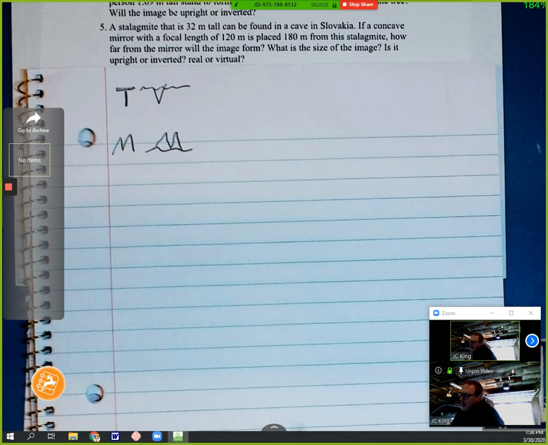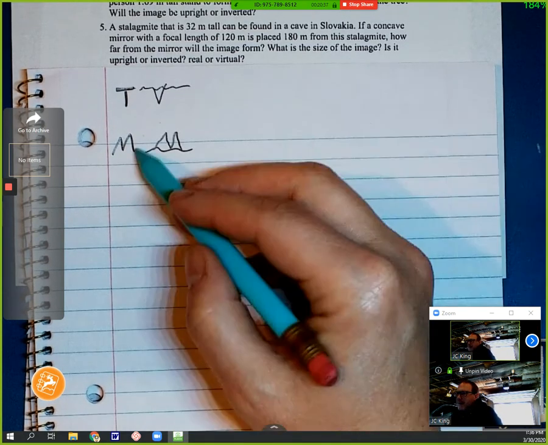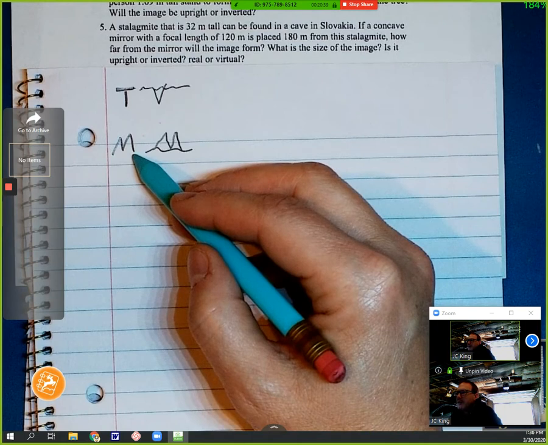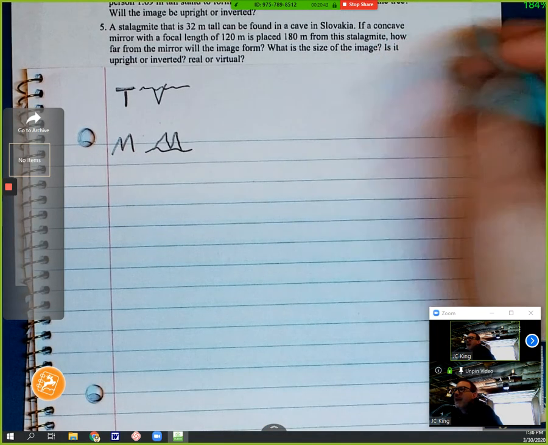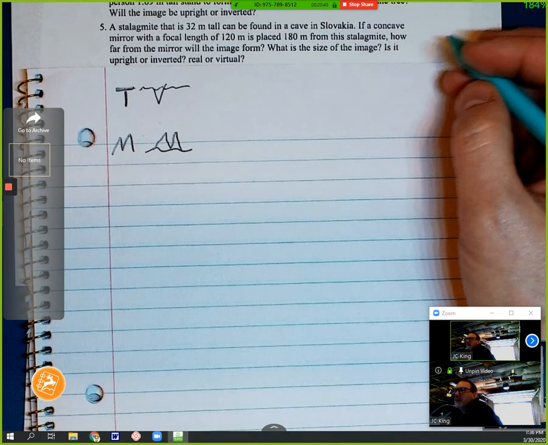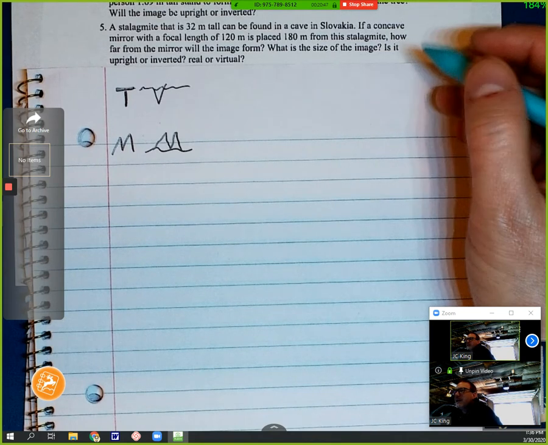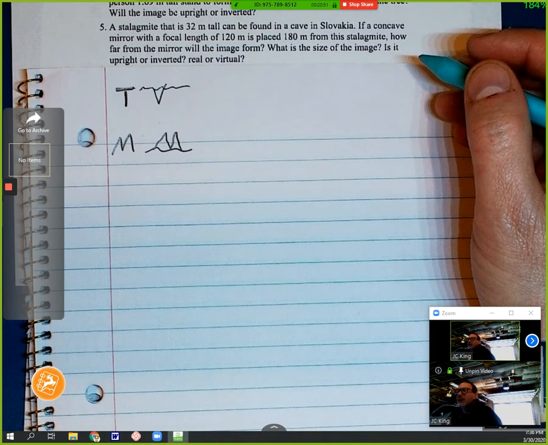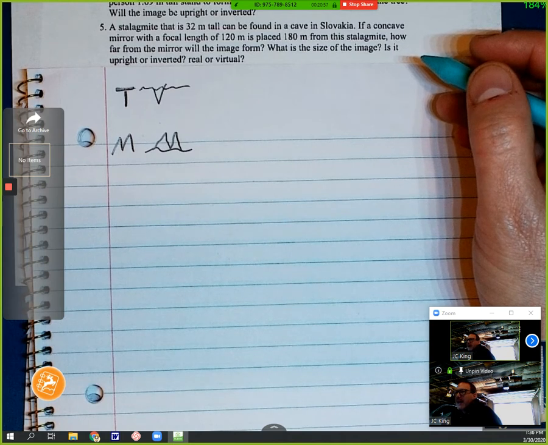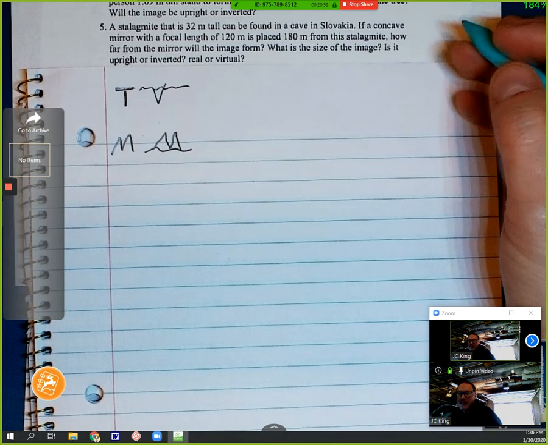So if we've got a stalagmite that's 32 meters tall, it can be found in a cave in Slovakia. Okay? If a concave mirror with a focal length of 120 meters is placed 180 meters from this stalagmite, how far from the mirror will the image form? What is the size of the image? Is it upright or inverted, real or virtual, regular or decaf? Let's take these one at a time here.